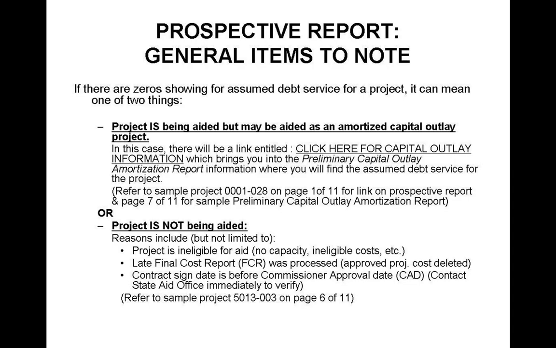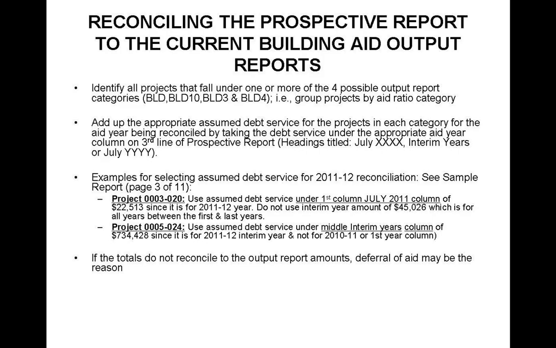Now, reconciling the prospective report to the current building aid output report. The first thing you'd want to do is to identify all your projects that fall under one or more of the 4 possible output report categories: the build, Bill 10, Bill 3, and Bill 4. And you'd want to group the projects by the aid category. And then add up the appropriate assumed debt service for the projects in each category for the aid year being reconciled by taking the debt service under the appropriate aid year column on the 3rd line of the prospective report. And our headings that are titled July in a year, the interim year, and your July and your last year of aid.